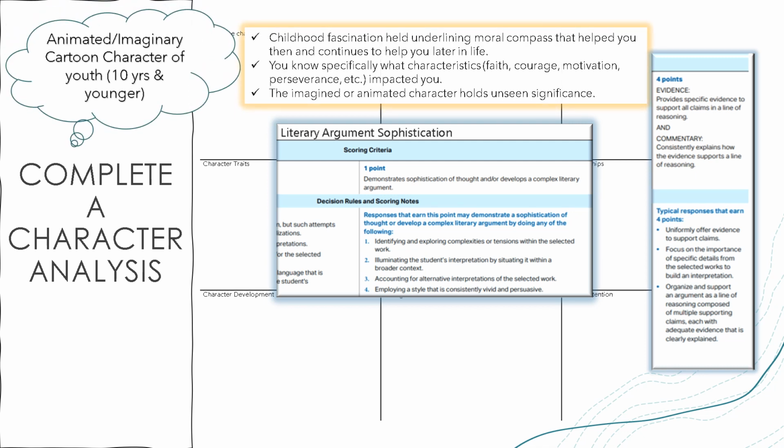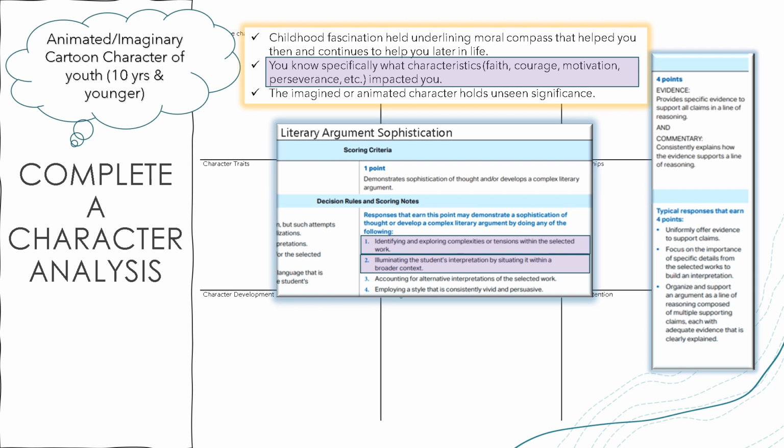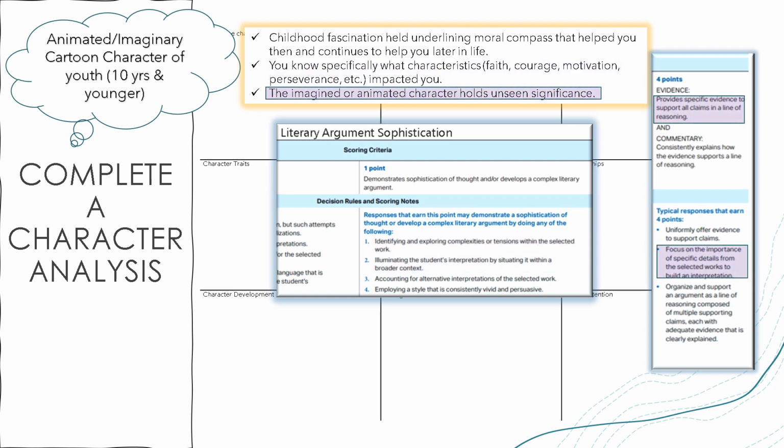Activity 1 will be in using an animated or imaginary character or even a puppet or stuffed toy that you had when you were under the age of 10. Through this exercise, we're going to work on the purple areas. By using a fictional character, you'll get to see that there was an underlying moral compass or viewpoint to why you found this cartoon character exciting or important, or even why your stuffed animal was so important.